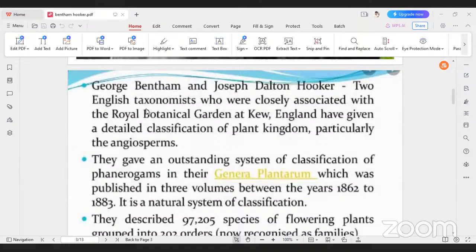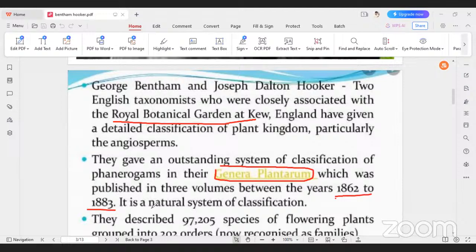Today's topic is Bentham and Hooker classification. This is important for essay 1. George Bentham and Joseph Dalton Hooker were two English taxonomists closely associated with the Royal Botanic Gardens, England. They gave an outstanding system of classification of phanerogams in their book Genera Plantarum, which was published in 3 volumes between 1862 and 1883.